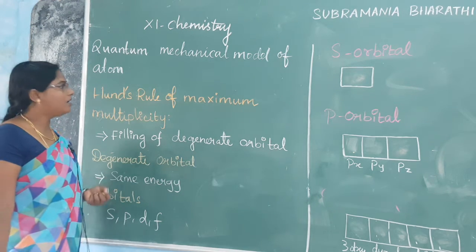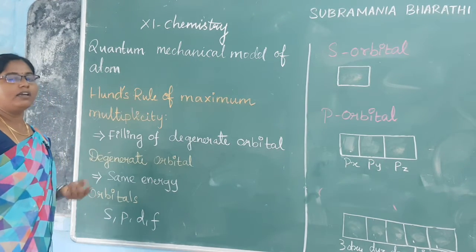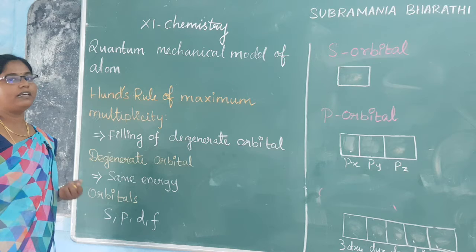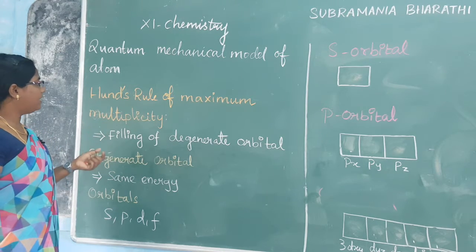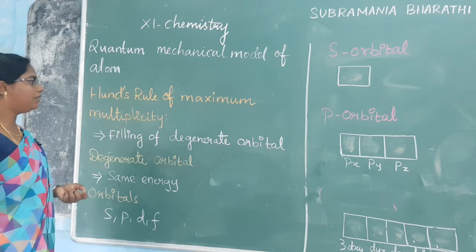Good morning students. We are seeing the filling of orbitals. Already we have covered the Aufbau principle as well as the Pauli exclusion principle. In this session we will try to explain Hund's rule of maximum multiplicity.